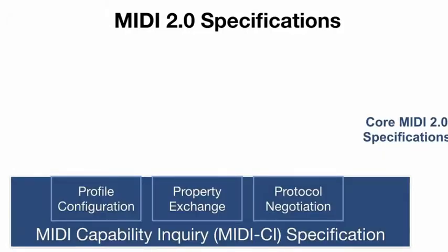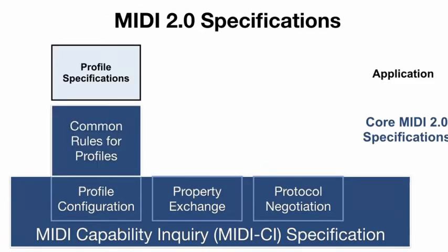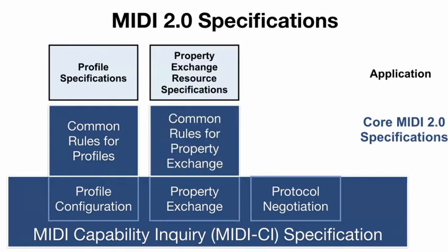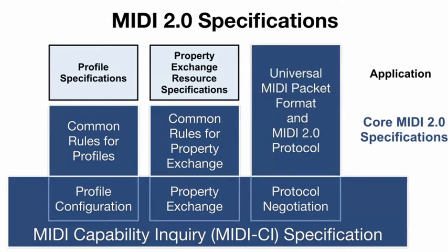So this is a very quick review. I'm going to go through this very quickly. Profile configuration, property exchange, protocol negotiation. We have already passed, and these things are actually available on the MIDI.org website. We have passed common rules for profiles. We've passed common rules for property exchange, and we have passed the universal MIDI packet format and MIDI 2.0 protocol. So we have passed all of the core documents that enable these core functionalities.